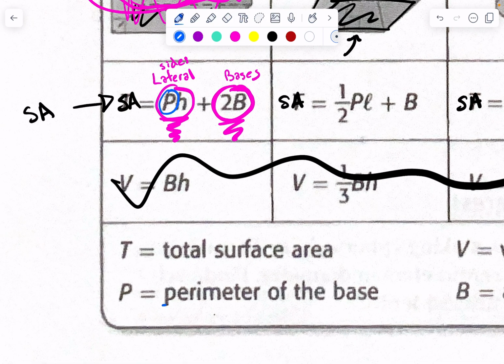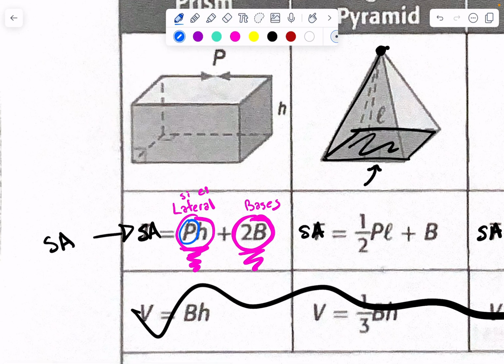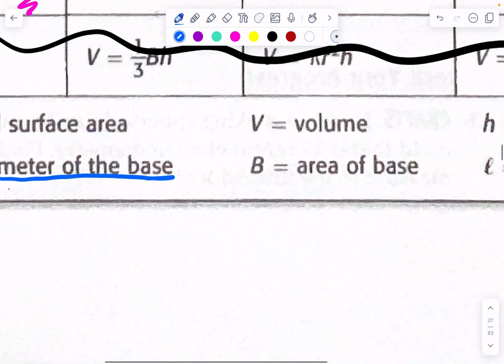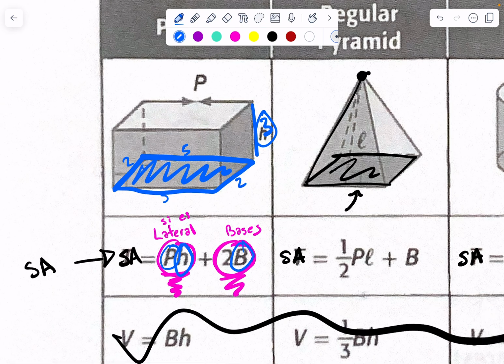Capital P is the perimeter of the base, okay? So if I'm looking at this shape right here, and this is 5, and this is 2, and then the height, let's say, is 3. My perimeter of my base would be 5 plus 2 plus 5 plus 2. The height would be 3, okay? And then capital B stands for the area of the base. The area of the base in this situation would be 10, because 5 times 2, or base times height, is 10. So capital B would be 10 in this case. And I have 2 of them because I have a top and a bottom.